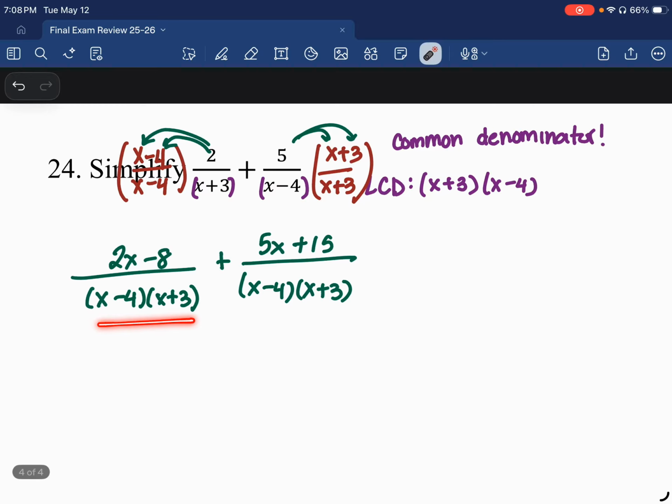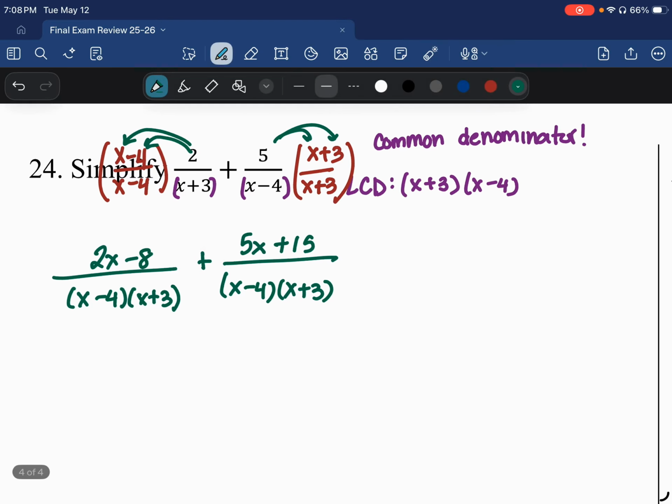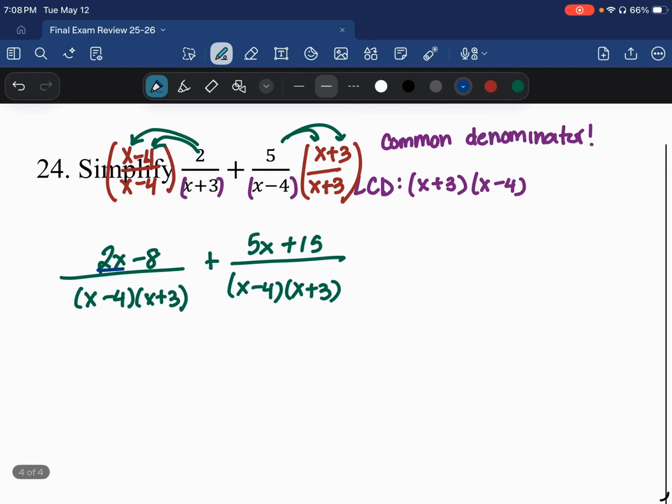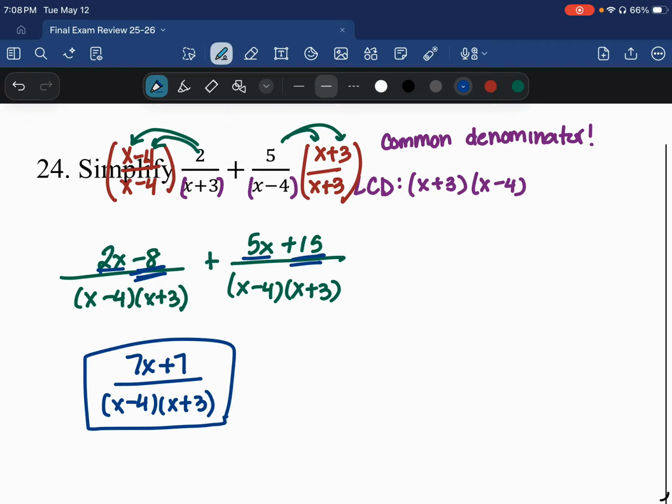And we can see now that our two denominators do in fact match. So we are allowed to add the numerators by simply collecting like terms. So 2x plus 5x would be 7x, and then negative 8 plus 15 would be 7. And we can leave our denominator as x minus 4 times x plus 3. That is a perfectly acceptable answer.